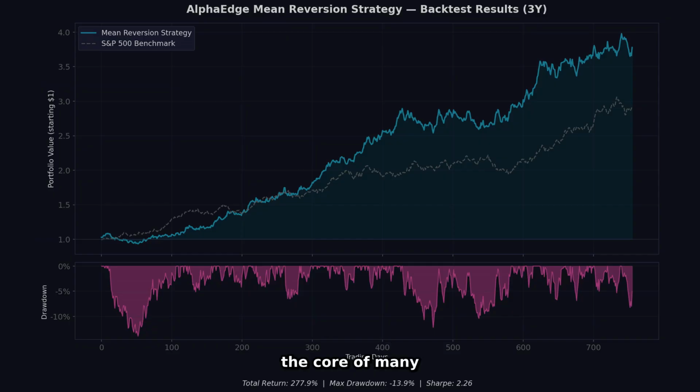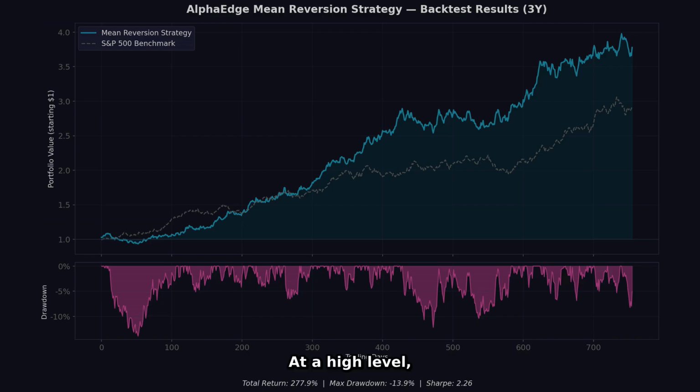Pairs trading sits at the core of many equity market-neutral and stat-arb funds because it targets relative pricing errors rather than outright market direction. Gatev, Goetzmann, and Rouwenhorst, 2006, studied U.S. equity pairs trading from 1962 to 2002 and found average annual excess returns around 11% after transaction costs, with relatively low correlation to the market. That's why institutions still care.